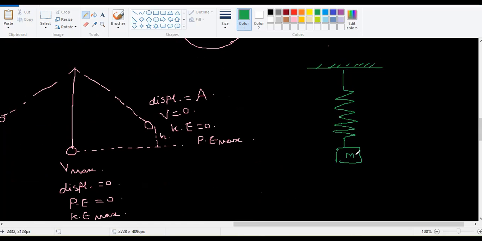If I keep a mass over here and if I oscillate it, okay, we have some of these experiments in the lab.